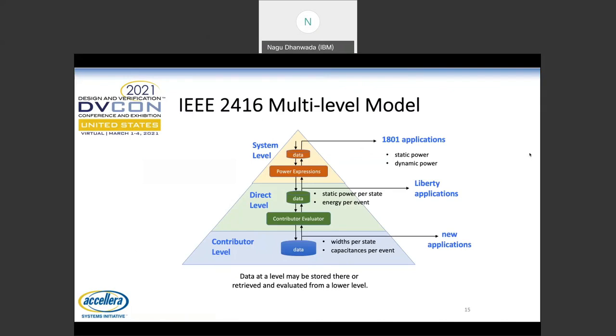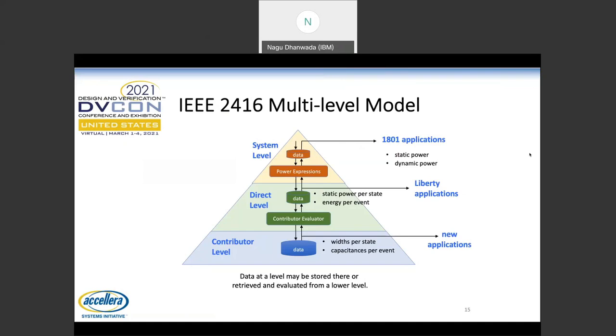The system level portion of a multi-level UPM model will serve up static power and dynamic power numbers through the system level data and the associated power expressions. And at the lowest level of this multi-level structure would be the contributor level, where the data is stored as contributors, and the contributor evaluator converts this data to static power per state and energy per event to be provided to Liberty applications. Now, in addition to serving up data to the Liberty applications, there could also be new EDA applications that could directly consume the contributor level data.